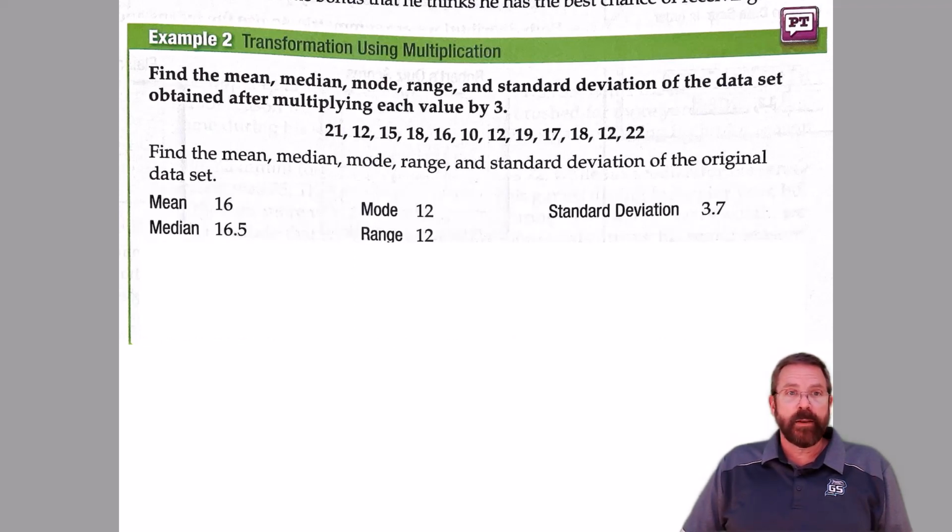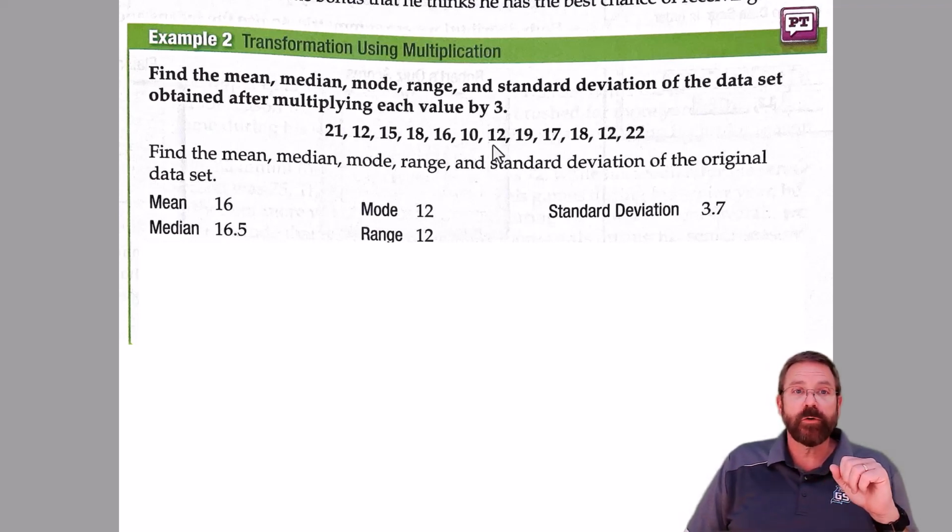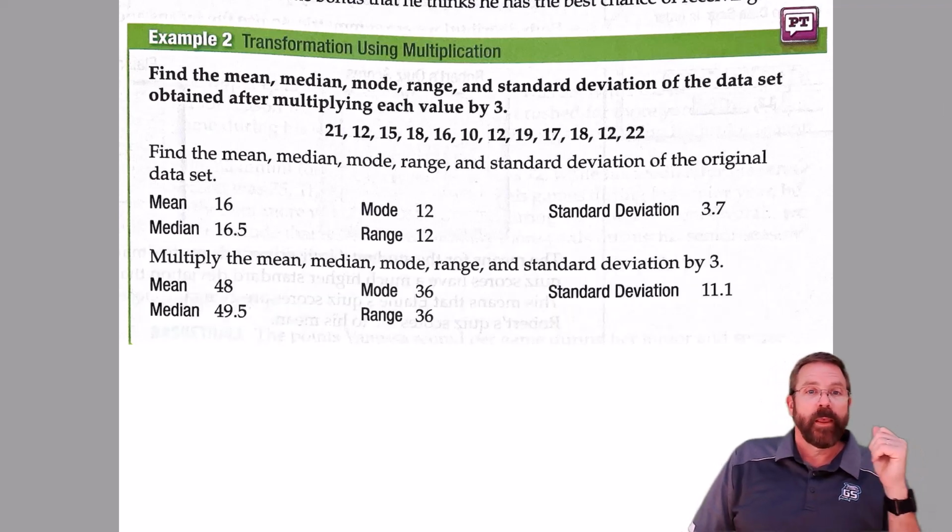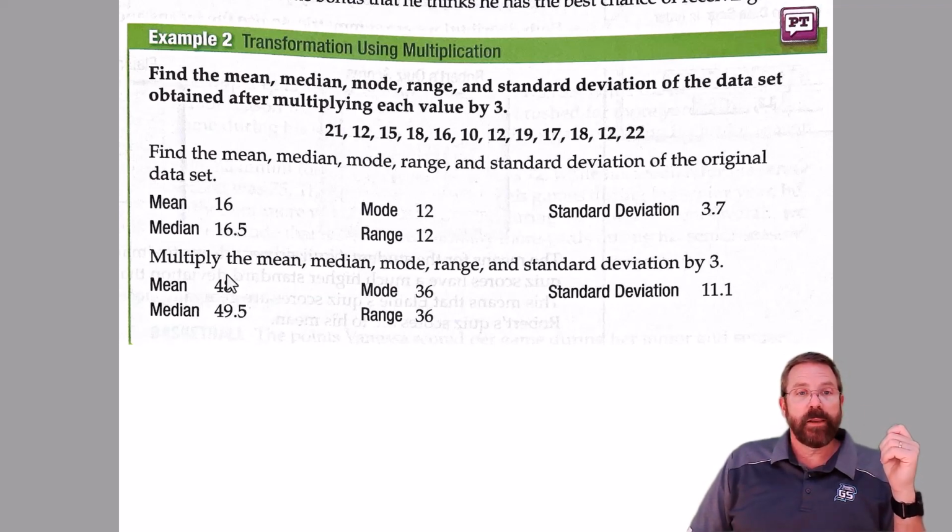So in doing that, just use your calculator. We've shown you how to do it multiple times. You found the mean was 16, the median was 16.5, the mode is 12, the range is 12, and the standard deviation ended up being 3.7. You got all that using either your handheld graphing calculator or your Desmos calculator. And then if you were to multiply each of these data values by 3, well, then your 16 became 48, your 16.5 became 49.5, and so on and so forth, all the way through there.